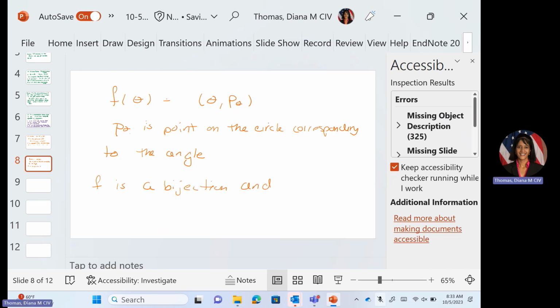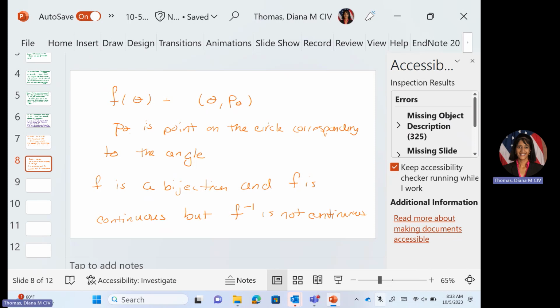And F is continuous. Thank you. Now I don't have to prove it. And it's actually kind of easy to see why.